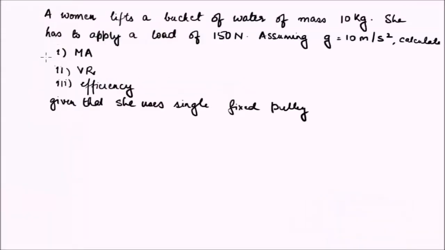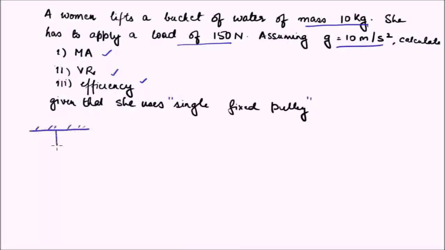The first question which we are going to discuss about the pulley system states that a woman lifts a bucket of water which has a mass of 10 kg and she has to apply an effort of 150 Newton. g is given to be 10 meter per second square. We are also asked to calculate mechanical advantage, velocity ratio and efficiency. And lastly, the question mentions that she uses a single fixed pulley. So this is very important. Single fixed pulley is being used. Let me draw the diagram to see how this will work.